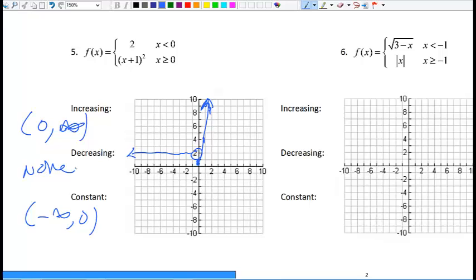again, piecewise, we're looking at negative 1 as the transition. So at negative 1, we got the square root of 3 minus negative 1. Write that out so you can see what I'm talking about out loud here. So that would be the square root of 4. So at negative 1, we have a y value of 2. That's an open circle.